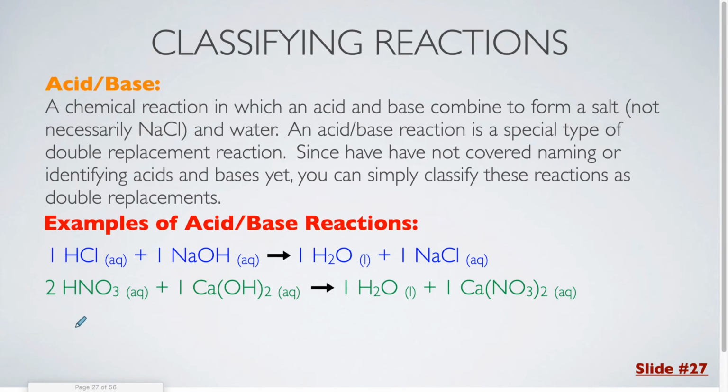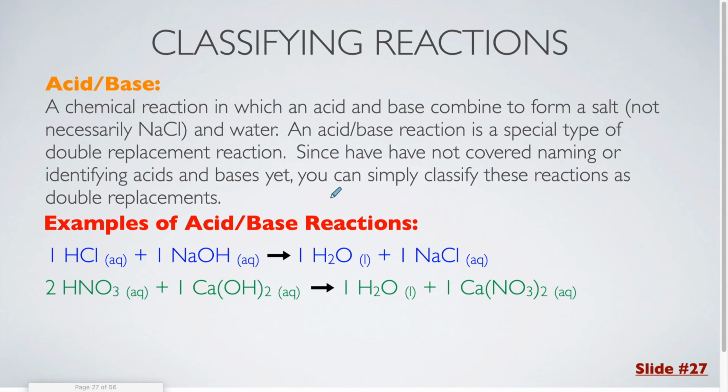Our final type of chemical reaction is called an acid-base reaction. An acid-base is a chemical reaction in which an acid and base combine to form a salt and water. The salt does not necessarily have to be NaCl.